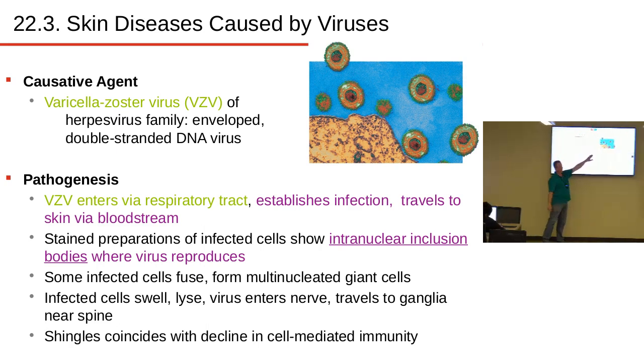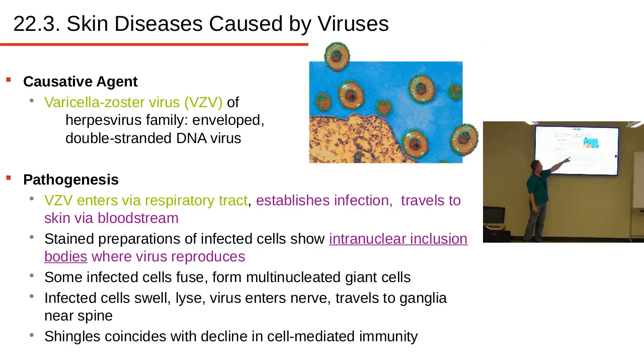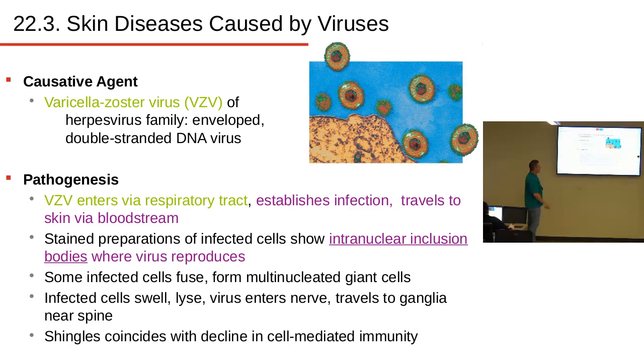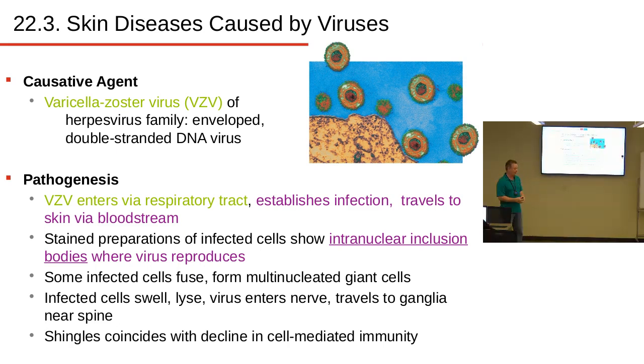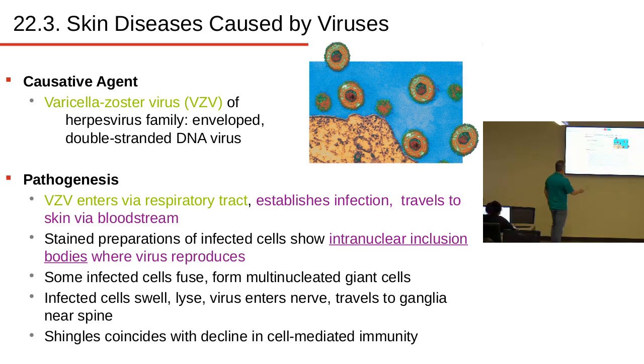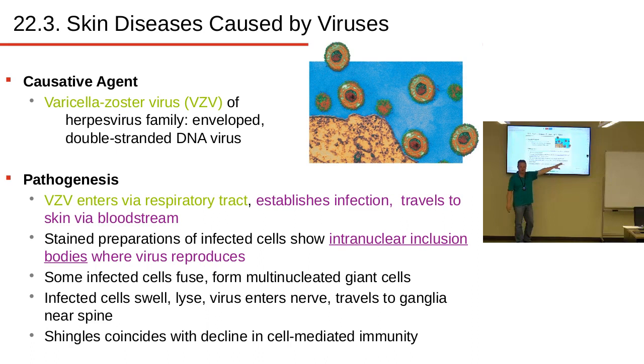It enters through the respiratory tract, so this is passed person to person through breathing and respiratory droplets, as we see in chapter 21, and then travels to the skin through the bloodstream. Once it gets to the skin, it starts reproducing in the epithelial cells, and we'll have a lot of immune system activity here, where we get the multinucleated giant cells and macrophages showing up, trying to clear this infection.